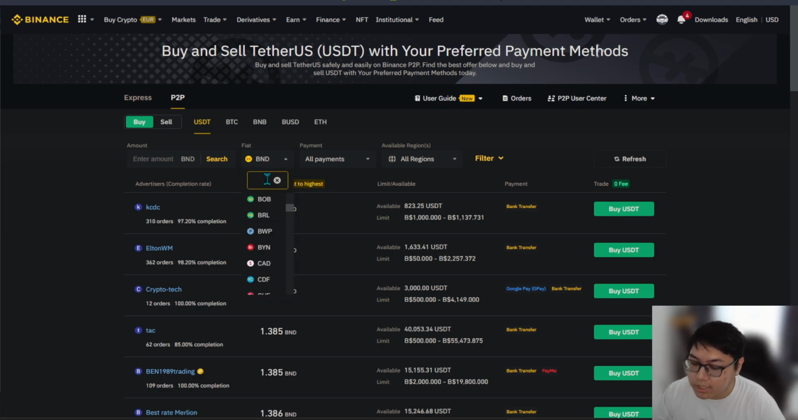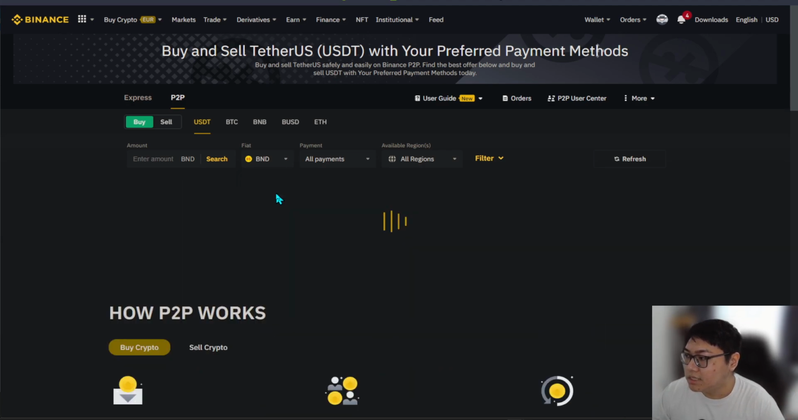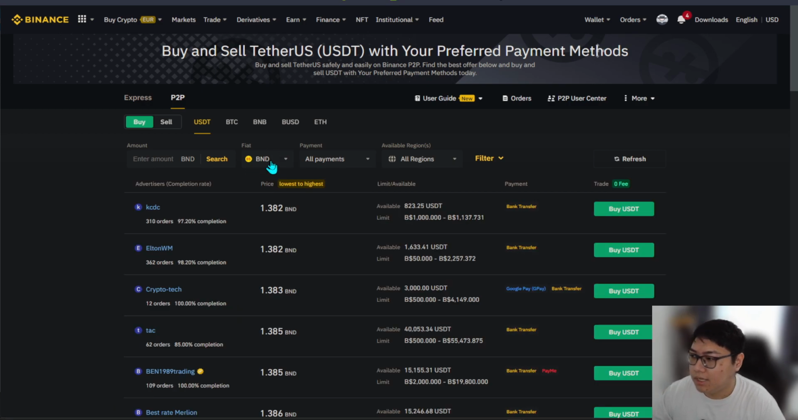For Singaporeans, we have been using Binance for a very long time. For peer-to-peer, they came out with this BND token. I think it's a Brunei dollar or something like that. What we do is treat BND as Singapore dollars, and people are trading on BND over here.